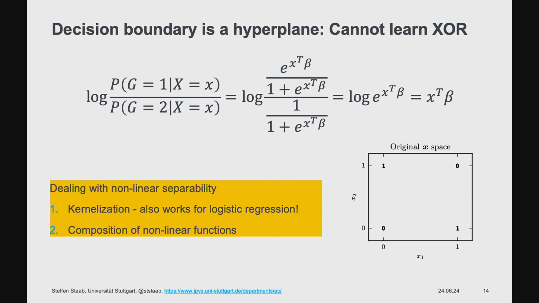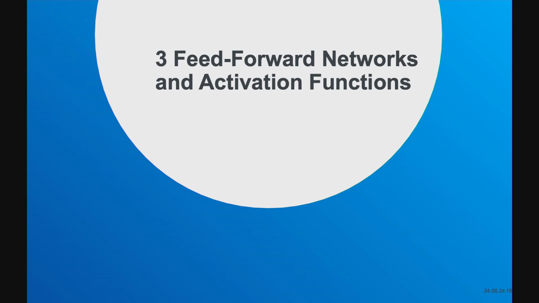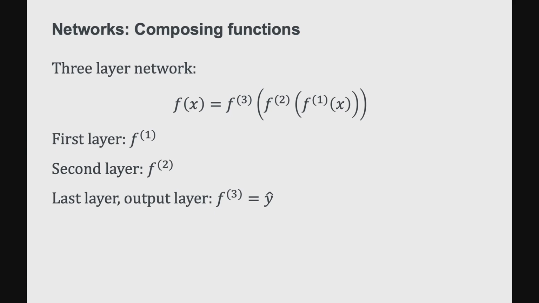Kernelization is one possibility, or, and that's what is done for neural networks, we compose nonlinear functions. We put several of these functions in a row. And that brings us to the simplest kind of neural networks, namely feed-forward networks with different kinds of activation functions. So what we do then is we define different layers. Let's assume we have a first layer. That's a function that takes a vector and returns a vector. A second layer, the same thing, and a third layer. And the third layer is the output layer that gives us our prediction, our y hat.